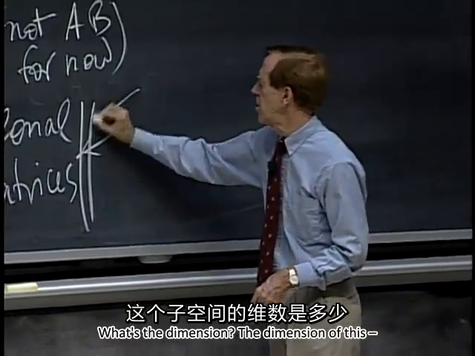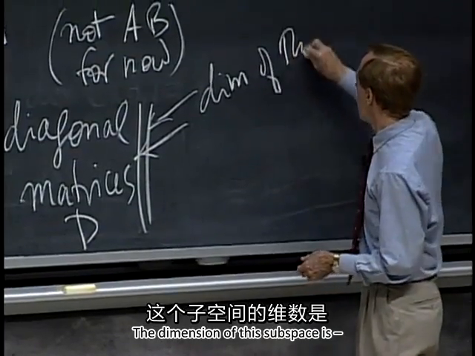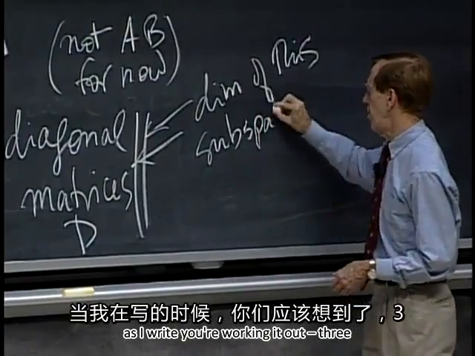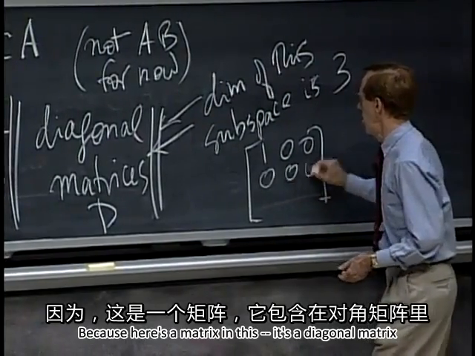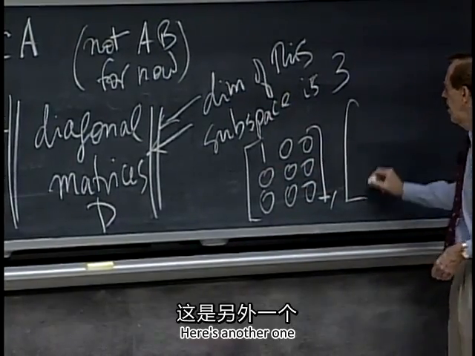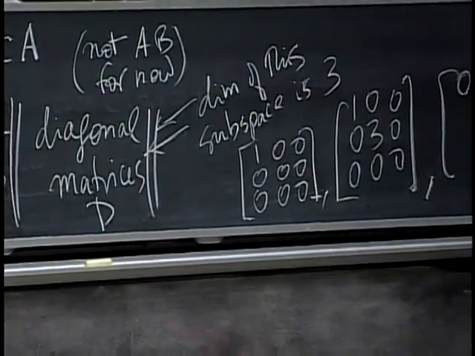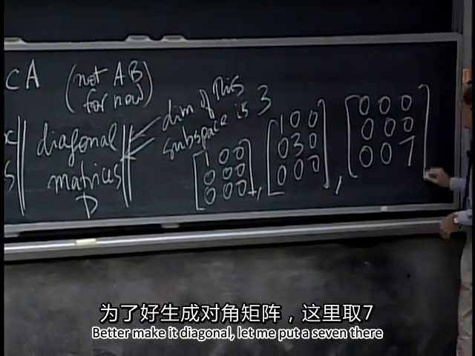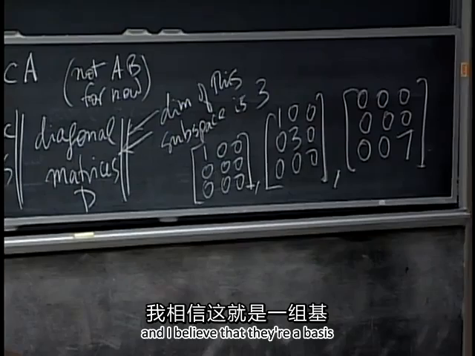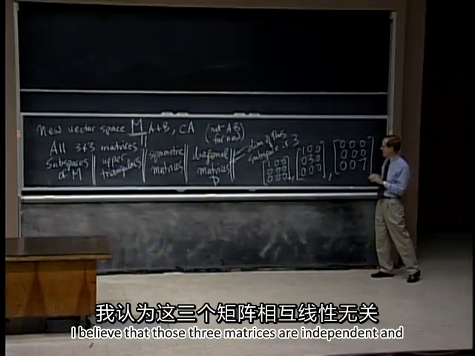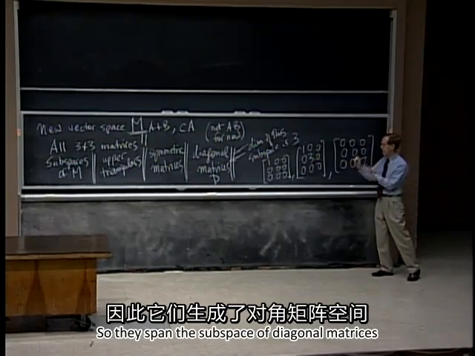What's the dimension? The dimension of this subspace, let me call it D, all diagonal matrices, is, as I write, you're working it out, 3. Because here's a matrix in this, it's a diagonal matrix. Here's another one. Here's another one. Better make it diagonal. Let me put a 7 there. That was not a very great choice, but it's 3 diagonal matrices. And I believe that they're a basis. I believe that those 3 matrices are independent. And I believe that any diagonal matrix is a combination of those 3. So they span the subspace of diagonal matrices.